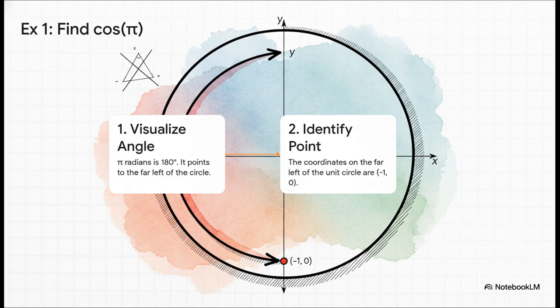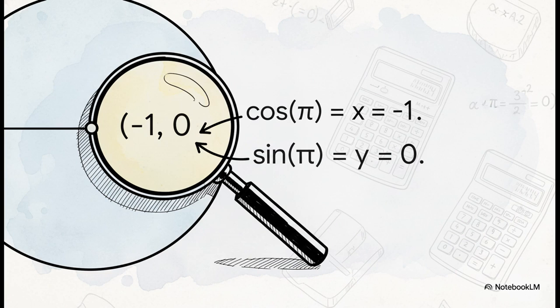But with the unit circle, all we have to do is visualize it. We start at 0 and rotate 180 degrees, which points us straight to the left. So what's the coordinate at that exact point? It's -1, 0. And just look at how simple the answer is now. Cosine is just the x-coordinate, so the cosine of pi is -1. That's it. Done. No calculator, no complicated formulas needed. The answer is literally just sitting right there on the circle, waiting for us.